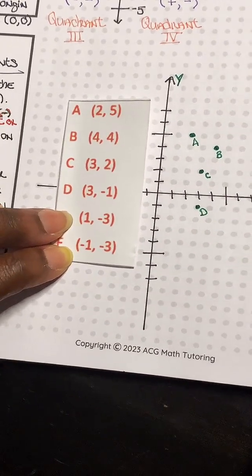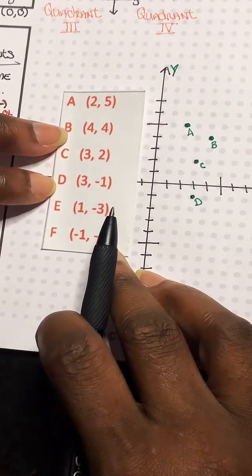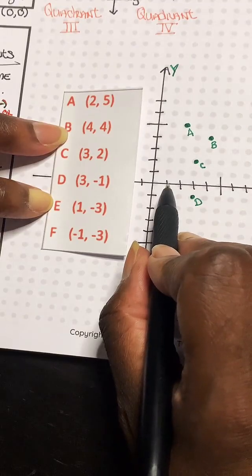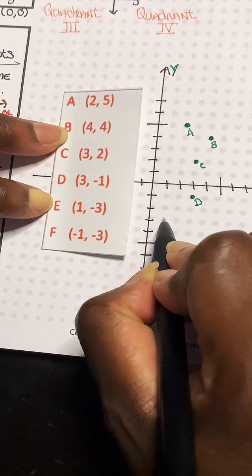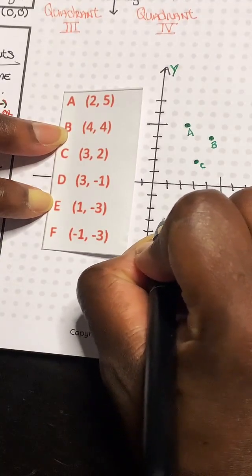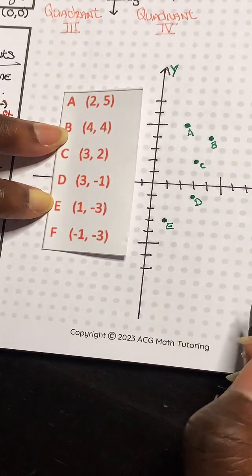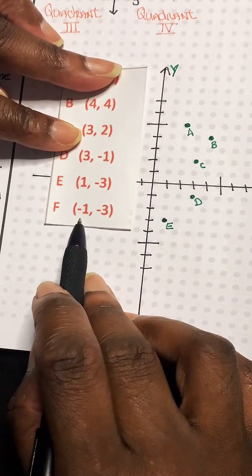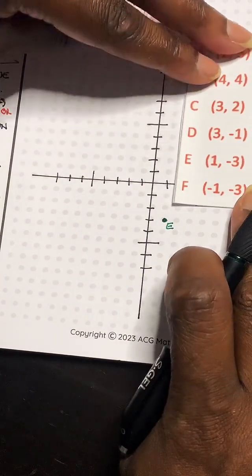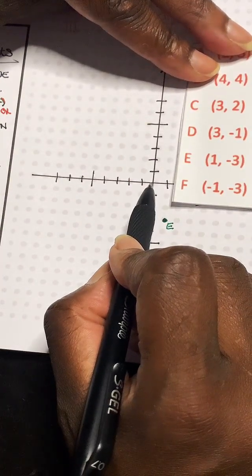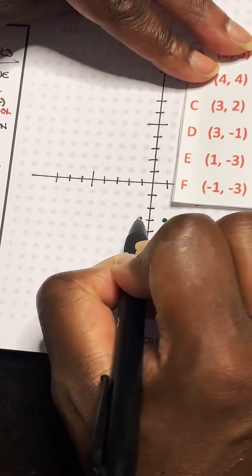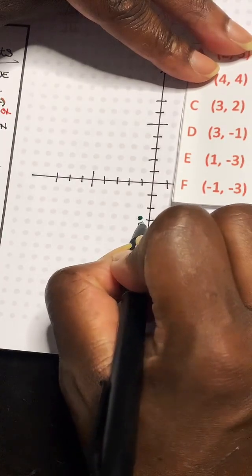Okay. How are we doing so far? Now for E, start at the origin, go to the right 1 and down 1, 2, 3. Doing good, doing great, awesome. Now the last one for this column was (-1, -3). So let me move this over here, starting here at the origin, going to the left 1, going down 1, 2, 3. And there's my F.